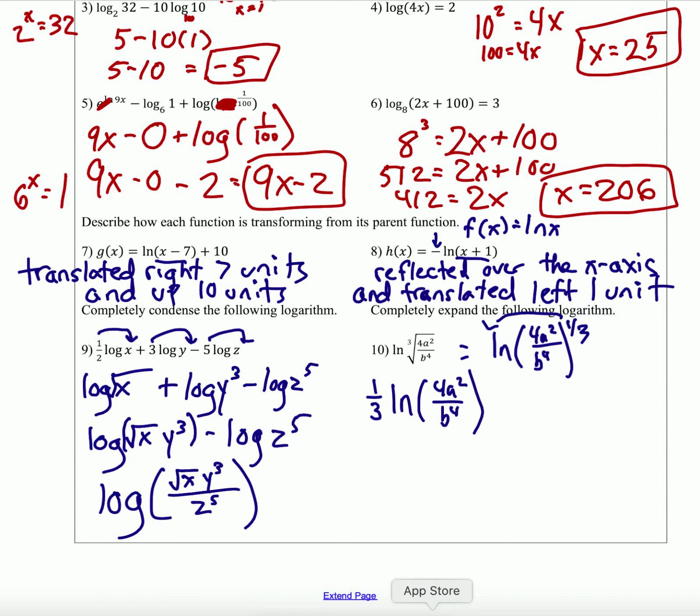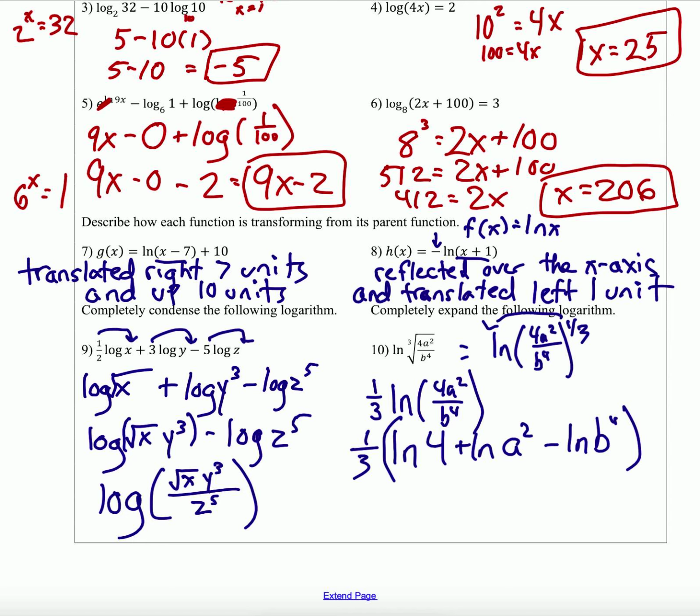So we have a product in the numerator of the argument, and b to the 4th is in the denominator of the argument. When we're multiplying, we can separate them into 2 logarithms that are being added, and when we're dividing, we can subtract. So this would be 1/3 times, let me put this parentheses there, ln of 4 plus ln of a squared minus ln of b to the 4th. So I'm rewriting that 1 logarithm right now as 3 separate logarithms.